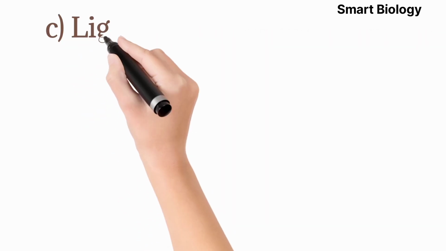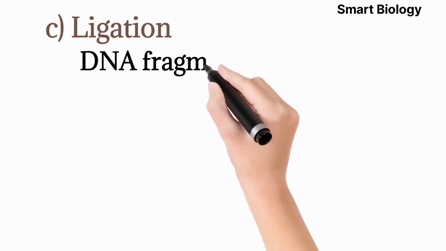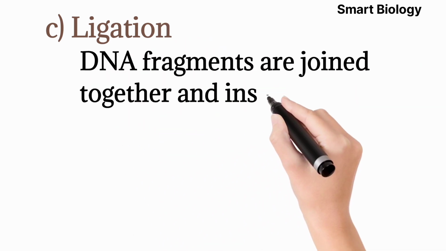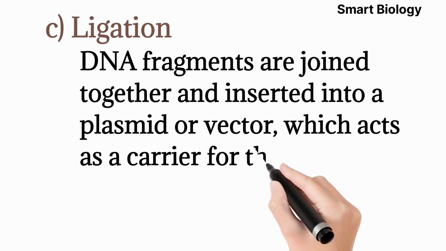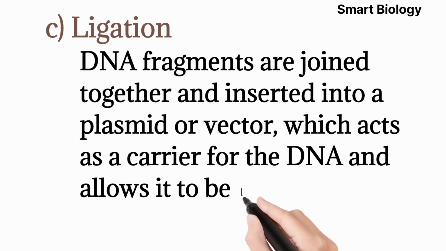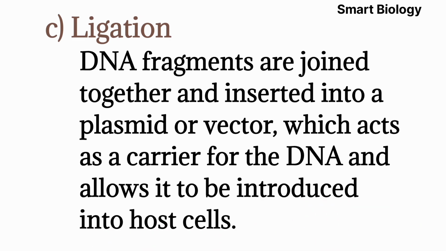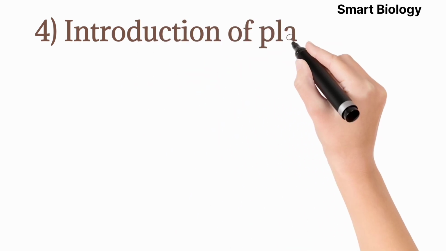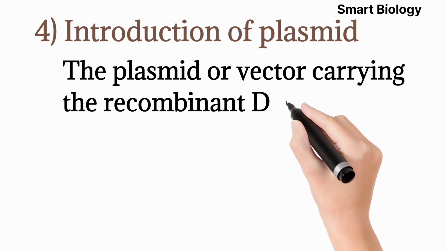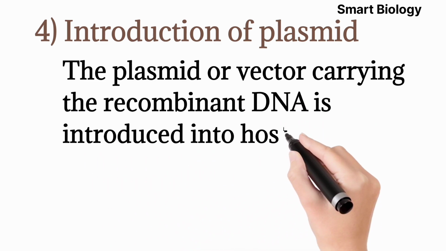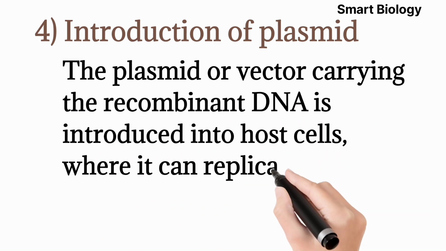Step 3, ligation. DNA fragments are joined together and inserted into a plasmid or vector, which acts as a carrier for the DNA and allows it to be introduced into host cells. Step 4 is introduction of plasmid. The plasmid or vector carrying the recombinant DNA is introduced into host cells, where it can replicate and express the new genetic material.